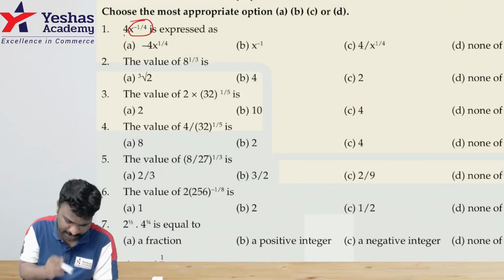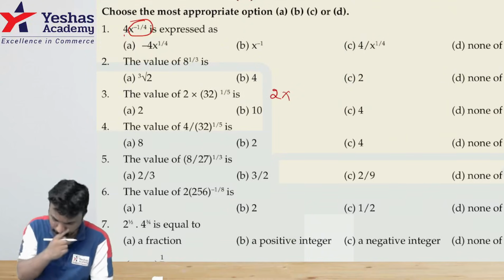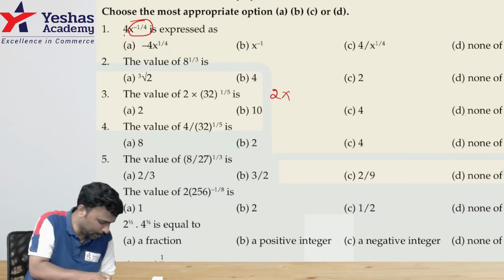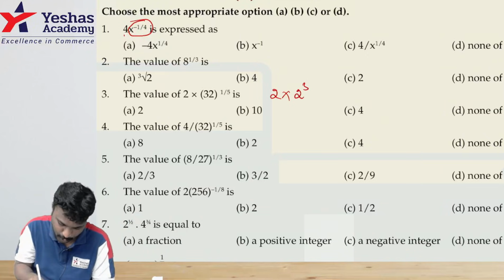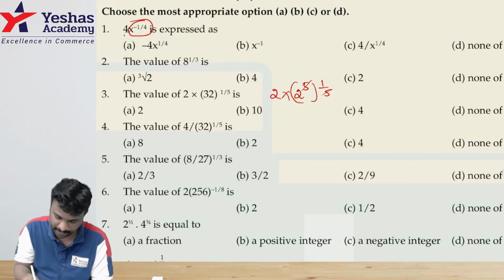Moving on to the next question. Again, the same concept is applicable here. 2 into 32 is what power of 2? Type 2 in the calculator, press into, keep pressing equal until you get 32. So counter number is 6, actual power is 5. So 2 power 5, whole power 1 by 5. 5 cancels. So what are we left with?